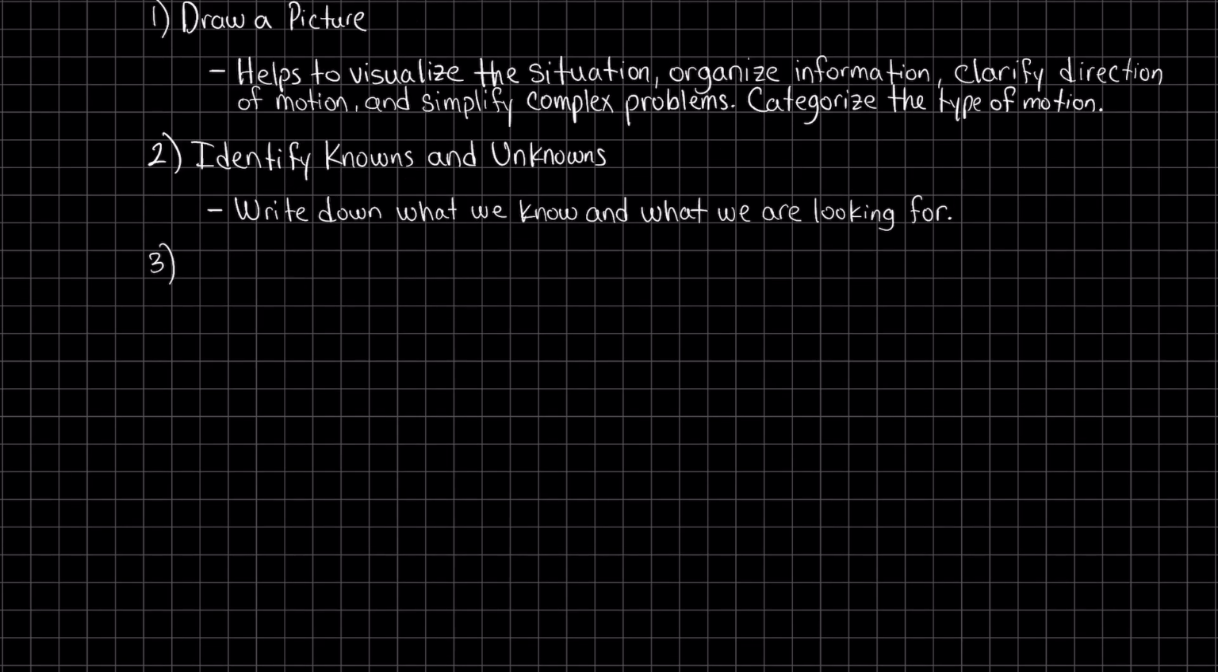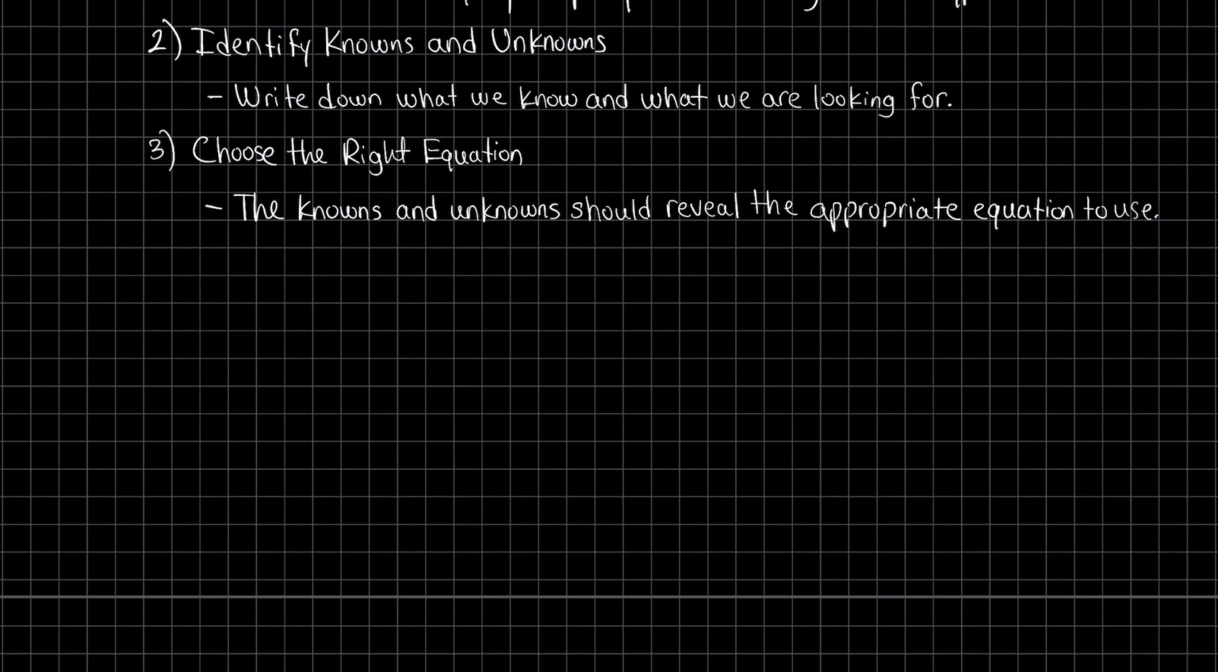Step 3, choose the right equation. Choosing the right equation is important because physics is not just math. You cannot just grab any formula that looks like it would fit the situation and then plug in numbers and expect an output. The importance of choosing the right equation is that the equation must model the type of motion. It must model the physical scenario appropriately. Only then is it a good equation to choose. So the knowns and unknowns should reveal the appropriate equation to use. We covered that in the previous video by playing the little game, placing the check marks on top of the knowns and the question marks over the unknowns. And the equations that we were able to use were the equations with only one unknown variable.